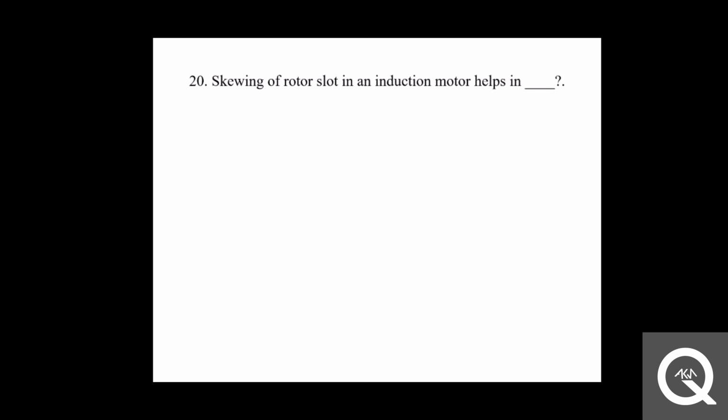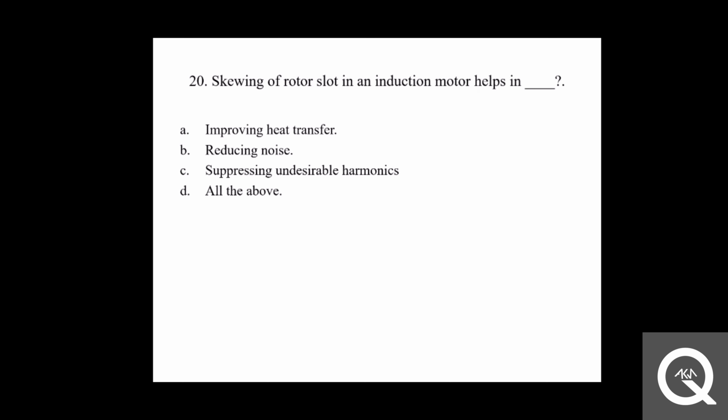The next question. Skewing of rotor slots in an induction motor helps in? Options are improving heat transfer, reducing noise, suppressing undesirable harmonics, all the above. The answer is reducing noise. Skewing of rotor slots is done to prevent cogging. This happens when the rotor slots and stator slots are the same in number or are integral multiples of each other. Due to this, the opposite poles of stator and rotor come in front of each other and get locked. It causes very high noise.